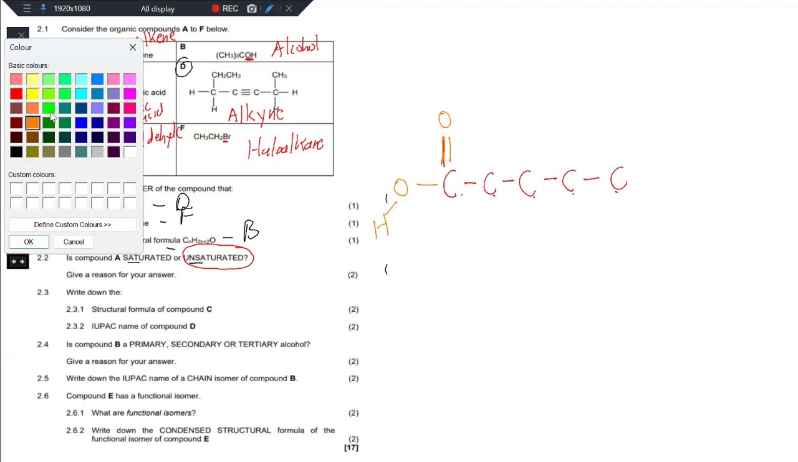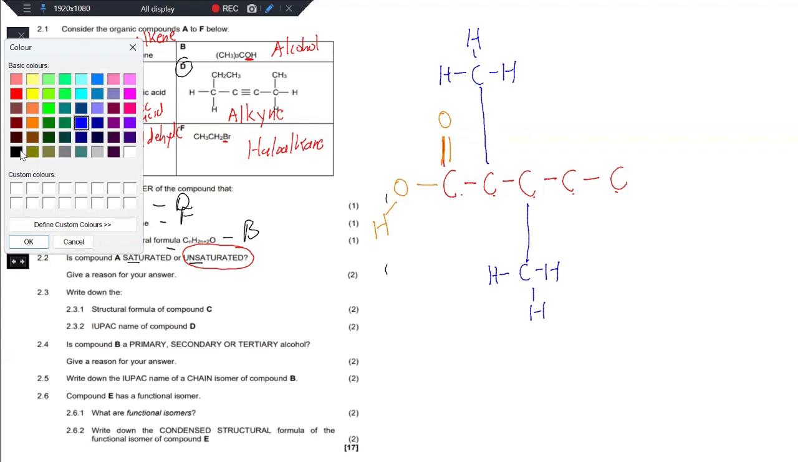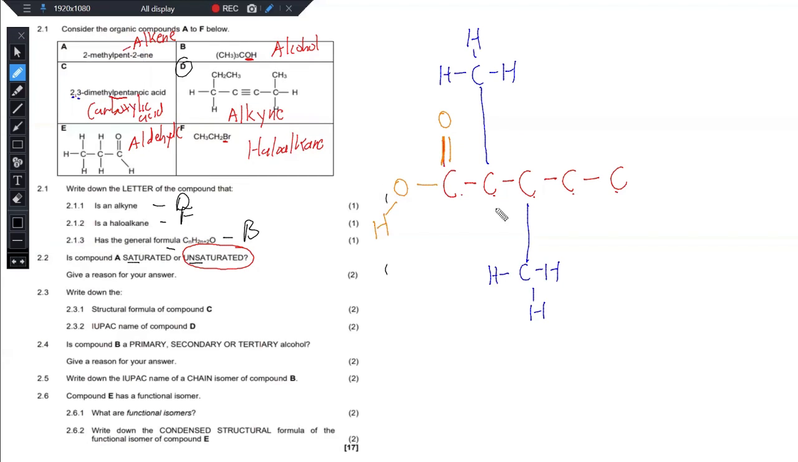And then now let's indicate our substituents. We have our methyl branches at carbon number 2 and 3. So carbon number 2, there is a methyl branch. Then also in carbon number 3, there is another methyl branch. And then at this point, you only need to fill in your hydrogen atoms. Hydrogen there, hydrogen, hydrogen.